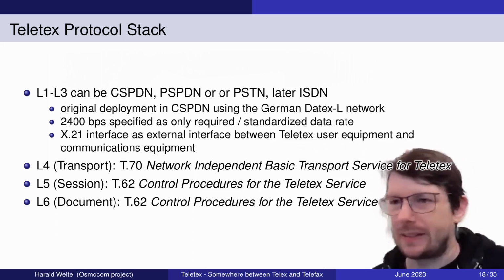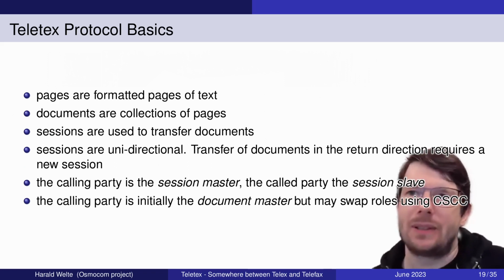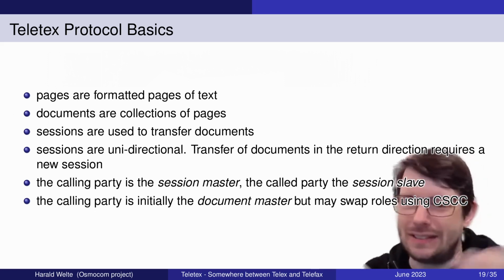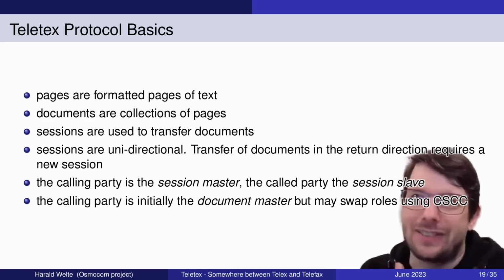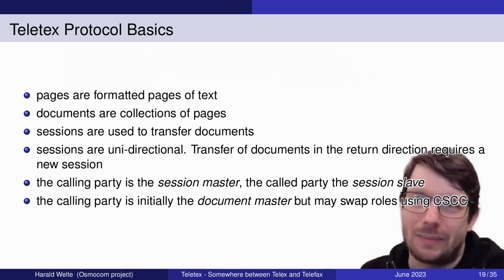So let's look at these protocol layers individually a bit. And before we go into that, some more basics about the idea of this protocol system in Teletext. So we have the concept of pages, and a page is basically formatted text. You could think of, I don't know, an ASCII text file. Of course, it's not ASCII encoded, but some kind of monospaced text file with some formatting and special character capabilities. A document is a collection of pages, and you transmit documents over the Teletext service.